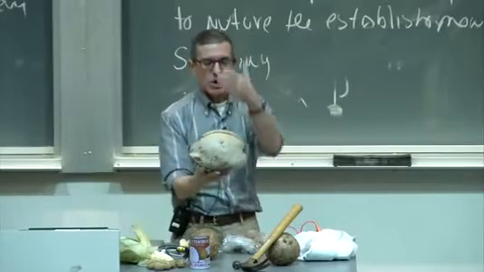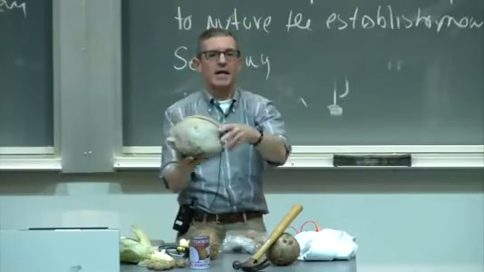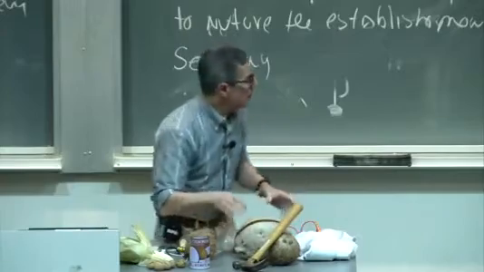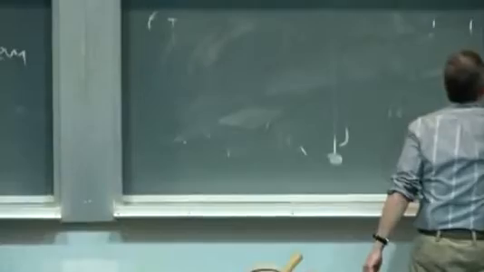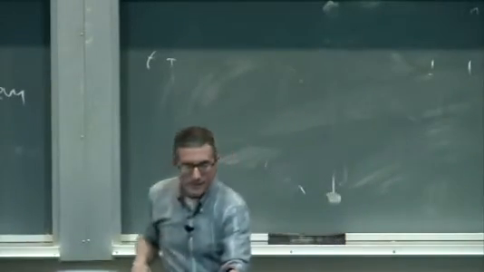Let's take this coconut now and make a cut down through its center and show you the various parts of this particular seed. So, the coconut is a monocot.